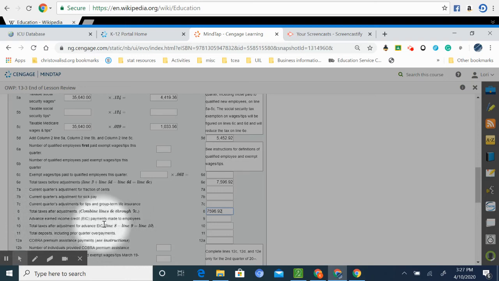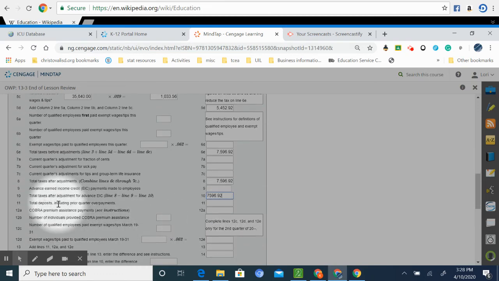Advanced earning income payments made to employees, we didn't have any. And if we did, we would subtract it. So since we're subtracting 0, we're going to write that number again, 7596.92. Any deposits, including prior quarters overpayments. So like if you had overpaid last month, you would need to put it in here. And that's not going to affect us. 7596.92.